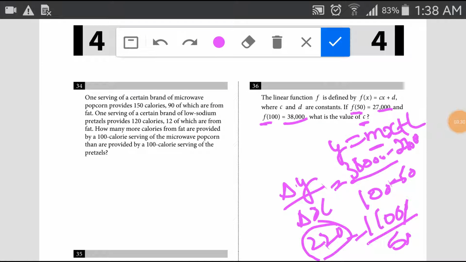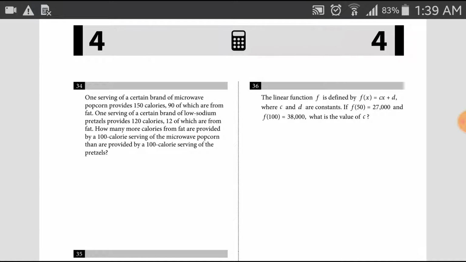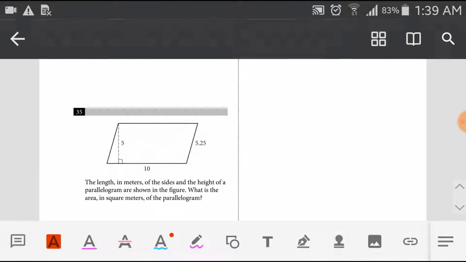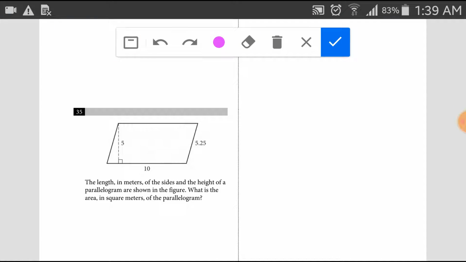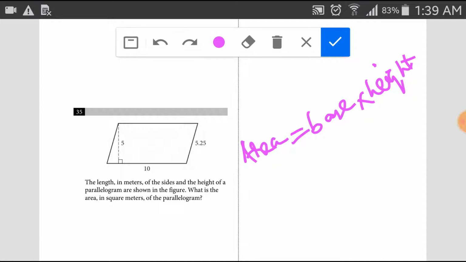Actually, I think we have time for one more question. Let's try question number 35. It's pretty simple. We just have a parallelogram here, and they're asking us to find the area. Remember, the area of a parallelogram is equal to the base times the height. So you look at the diagram and see, do we have the base and the height?